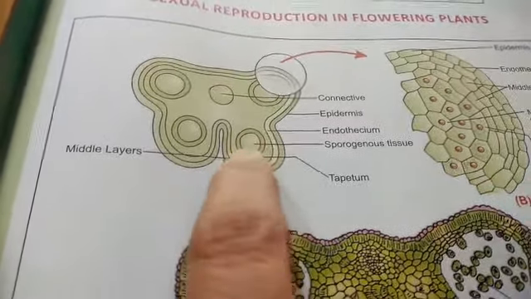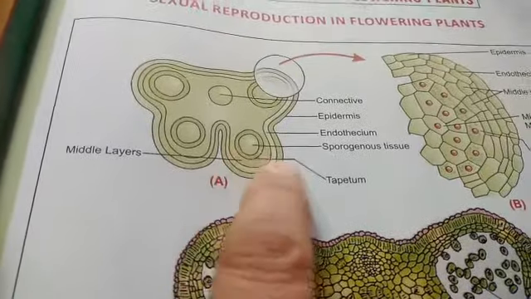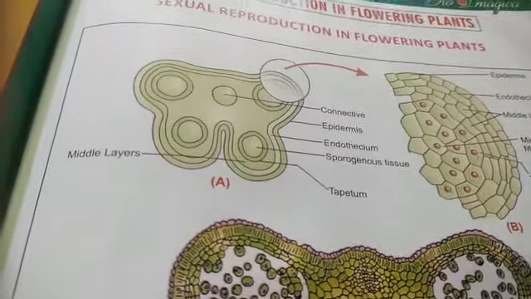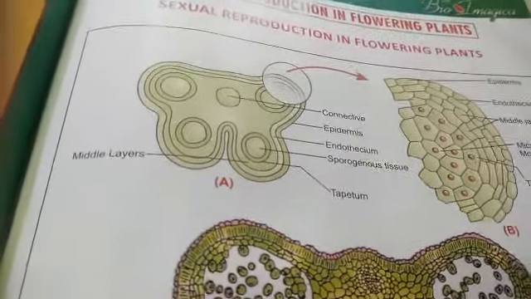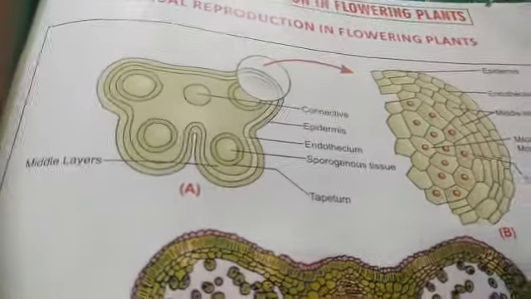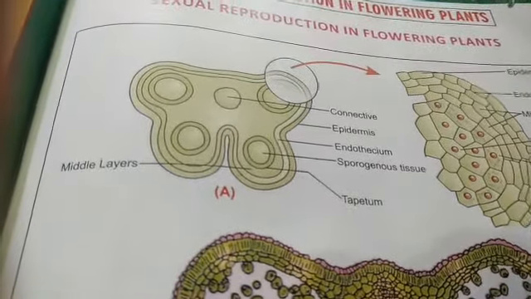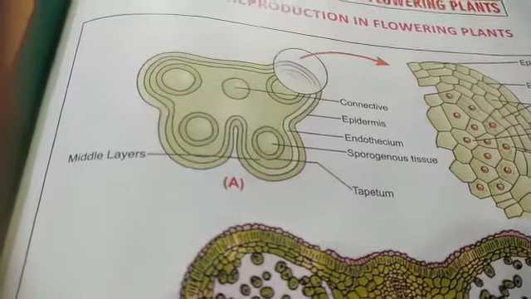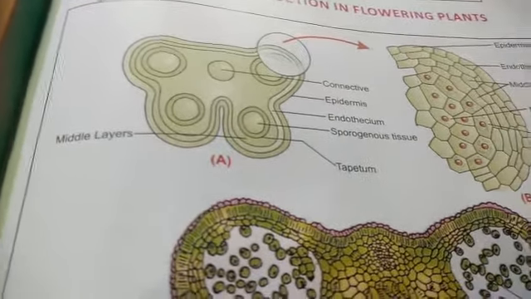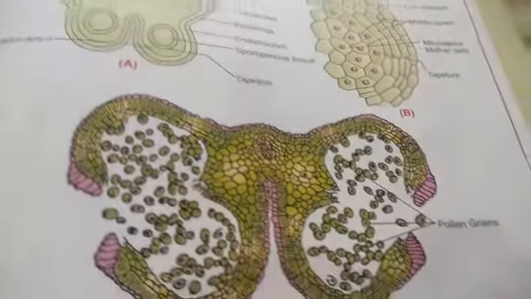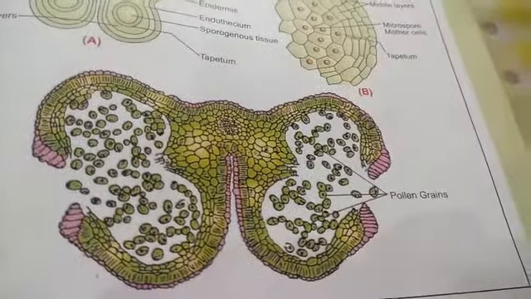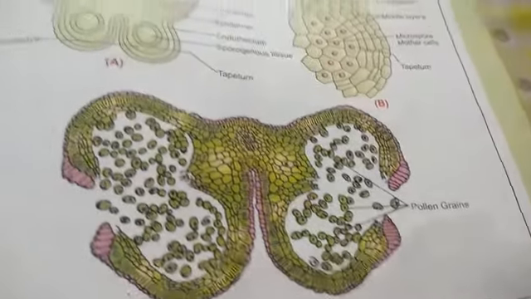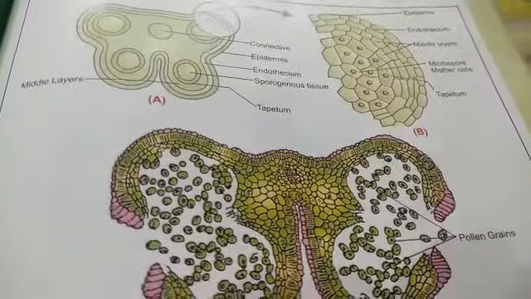Now see, inside the epidermis, sporogenous tissues are there. These are very specialized tissues. These tissues have the potential to act as the PMC, which forms microspores. Just see this also. Now when mature, numerous pollen grains are there. When dehiscence happens, the pollen grains are released out. This diagram also you have to prepare.